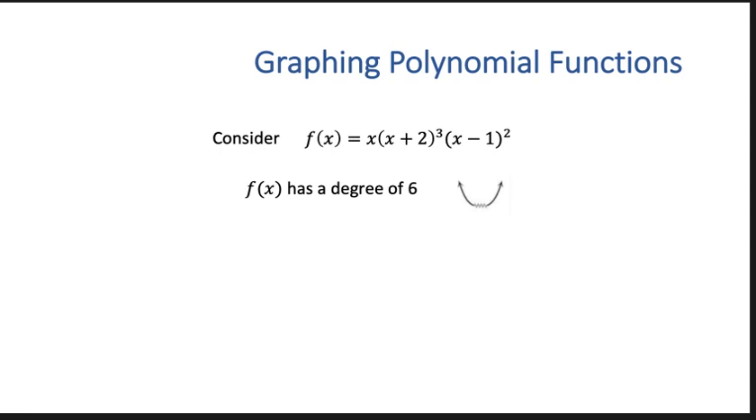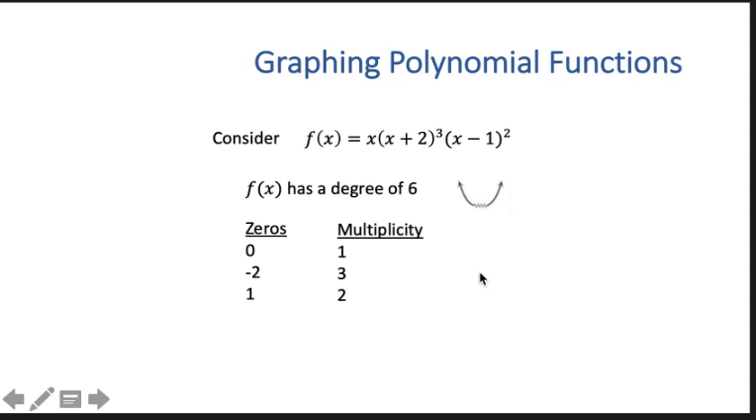Okay, now what are the zeros? The zeros are 0, that comes from this factor, -2 comes from this factor, and +1 comes from this factor. Now, what's the multiplicity of those zeros? Well, the multiplicity of the 0 at 0 is 1. The multiplicity of the 0 at -2 is 3. And the multiplicity of the 0 at 1 is 2. Are you catching on to where those multiplicities are coming from?